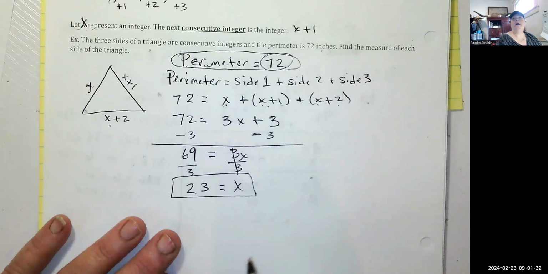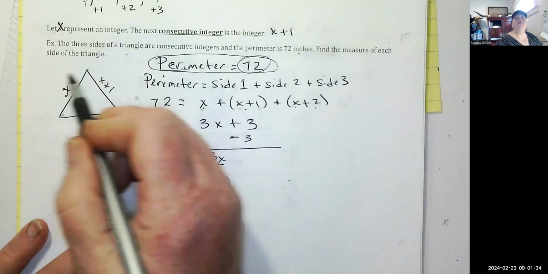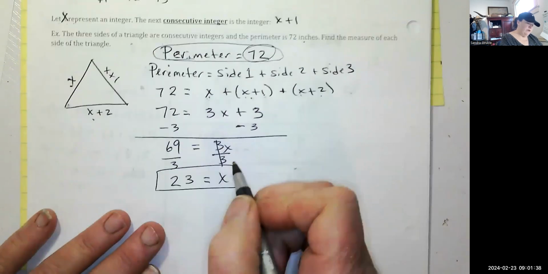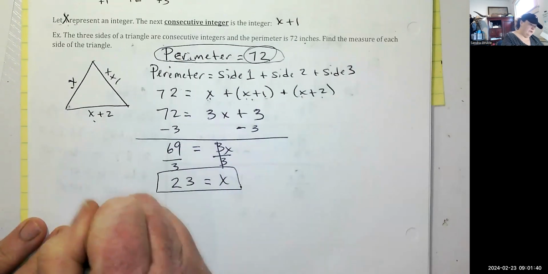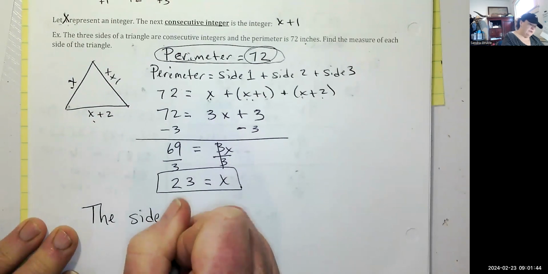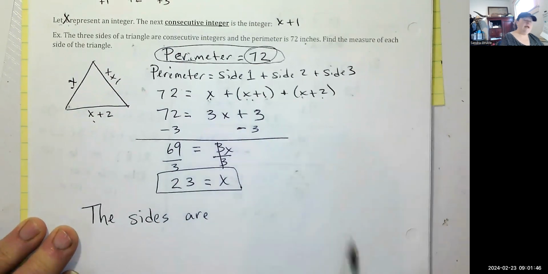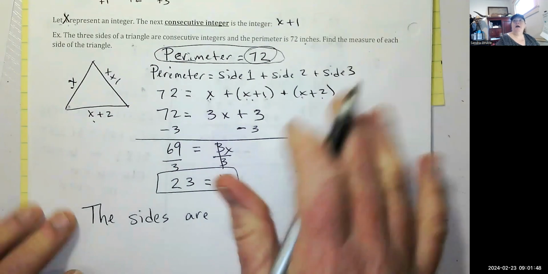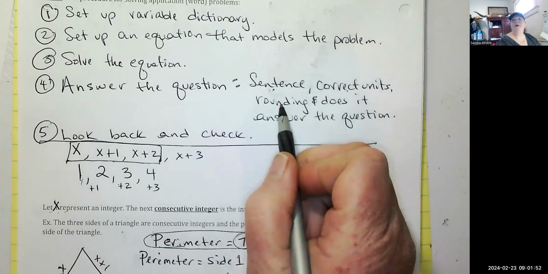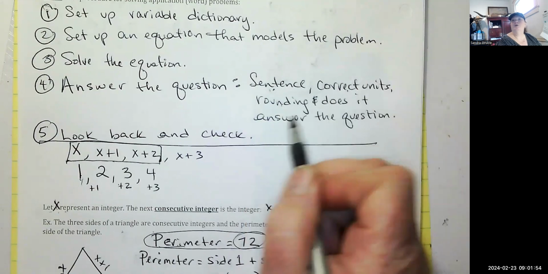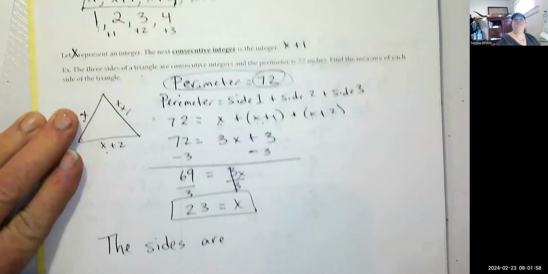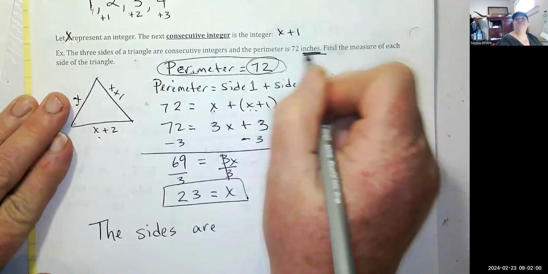It says find the measure of each side of the triangle. One side is 23. We need to give an answer in a complete sentence. What do I need? I need a sentence and correct units. There is no rounding on this one. And does it answer the question? I'm writing my sentence. What are my units? Inches.